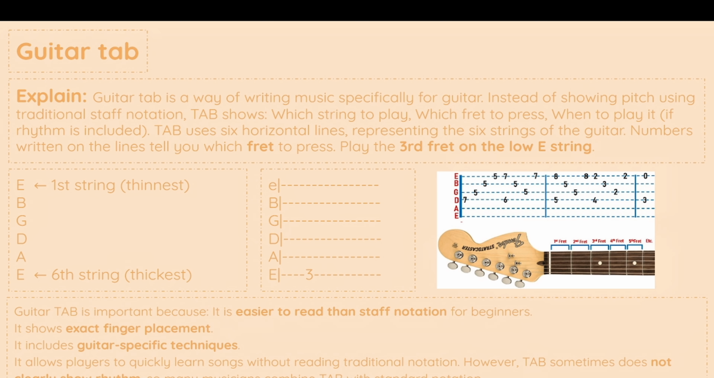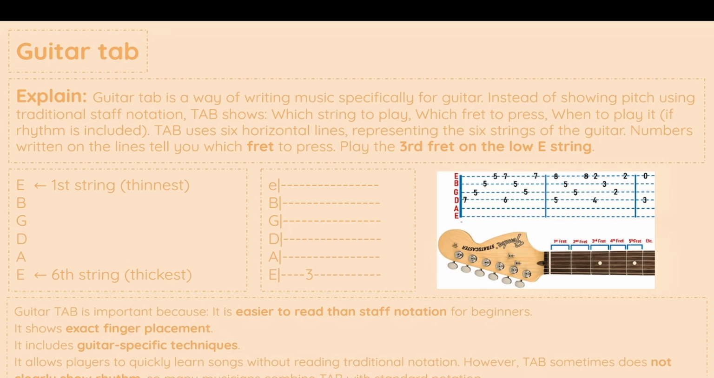Guitar tab is a way of writing music specifically for guitar. Instead of showing pitch using traditional staff notation, tab shows which string to play, which fret to press, and when to play it, if the rhythm is included. Tab uses 6 horizontal lines representing the 6 strings of the guitar. Numbers written on the lines tell you which fret to press. The example I've included means play the 3rd fret on the low E string.